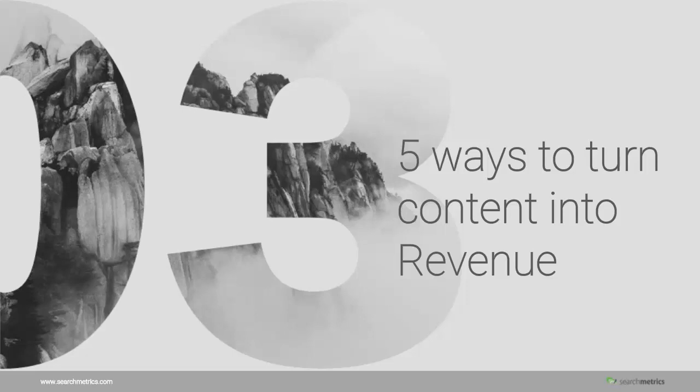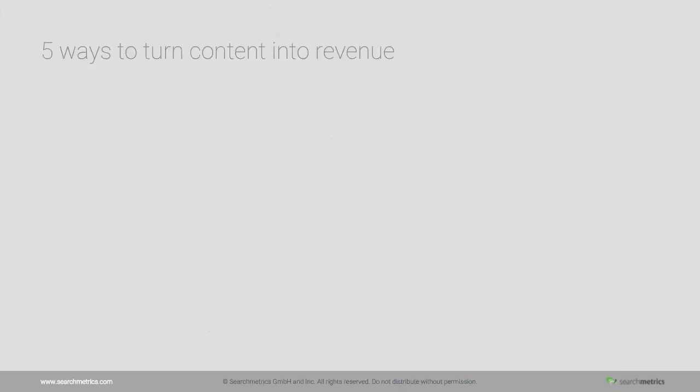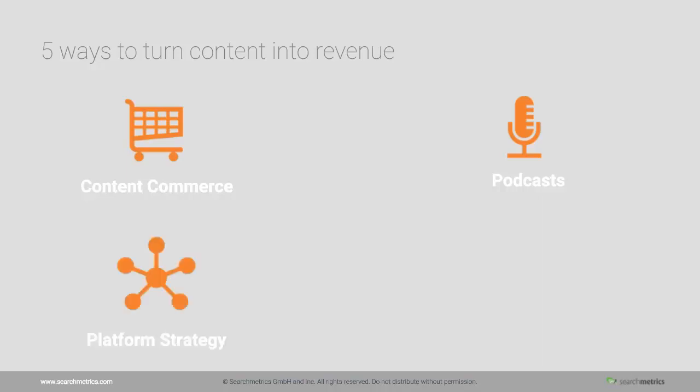But now let's jump into the core of our presentation. We just wanted to draw a picture of the state of publishing. And as I said, we took the German market, but I think this is representative. Applicable to anything, yes. Every country. Okay, let's jump into five ways to turn content into revenue. We will go for content commerce, a nice concept out of the States, podcast, of course, platform strategy, sponsored content, and video.